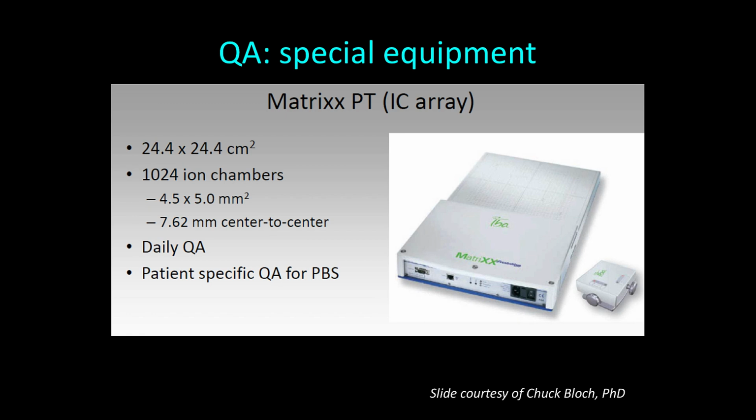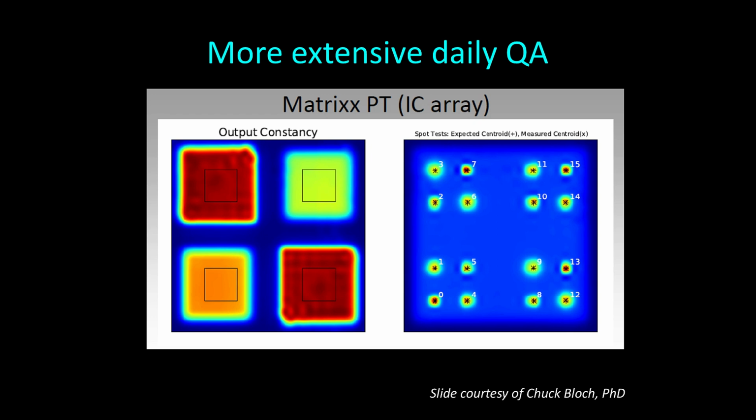Unlike photon therapy, every patient typically needs a QA. Here are some QA that's done on a daily basis. So this is more extensive than what you see with photon therapy. Here's a check with the matrix device, the ion chamber array. So you can check the constancy of output, delivering different standard fields. You can look at the spots to look at the position, the centroid of those spots.